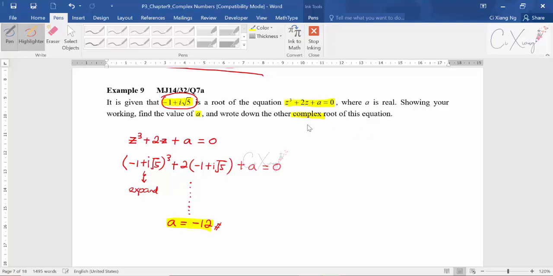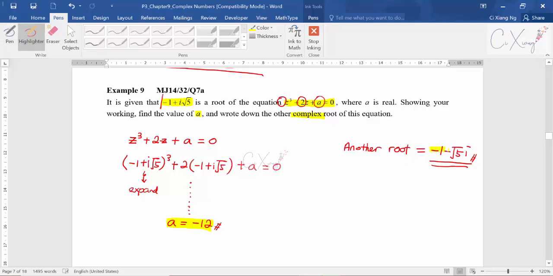After that, when they ask you to state the other root, what is the answer? Very easy. When they ask you this kind of question, you always double check your coefficients. This is 1, which is real. This is 2, also a real coefficient. Negative 12 is also a real coefficient. Therefore, the other root will be the conjugate pair of the original first root given. So the other root will be negative 1 minus square root 5 i. This one is very straightforward. There's no special step, no special explanation. Just write out the answer.